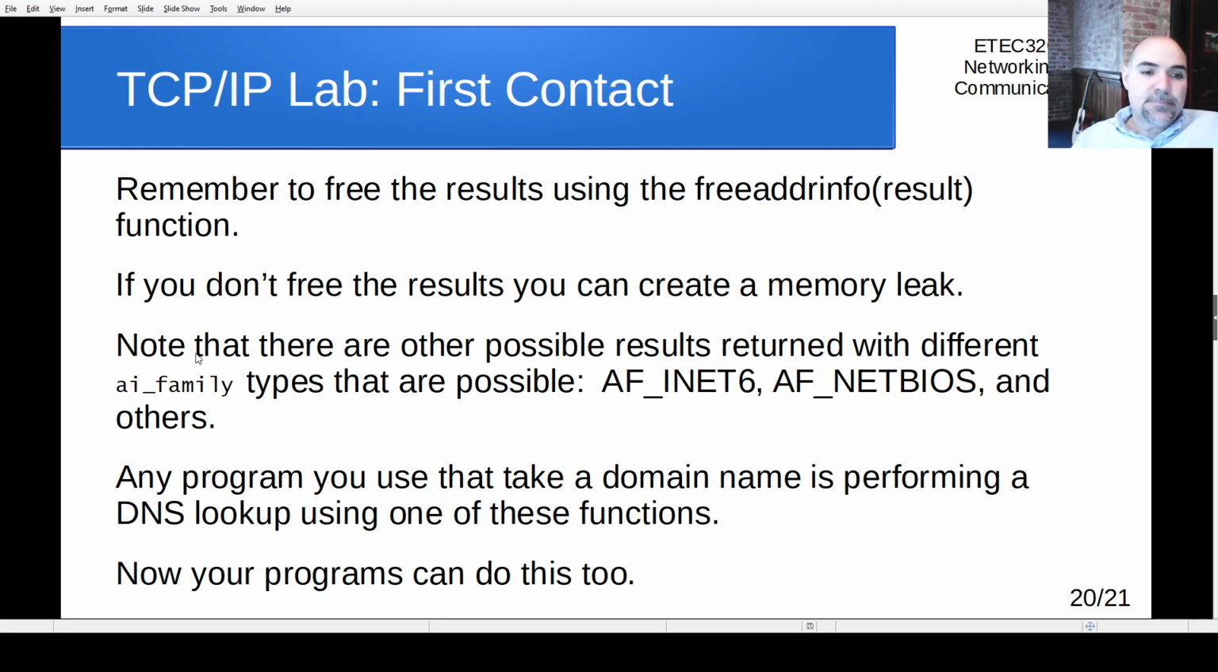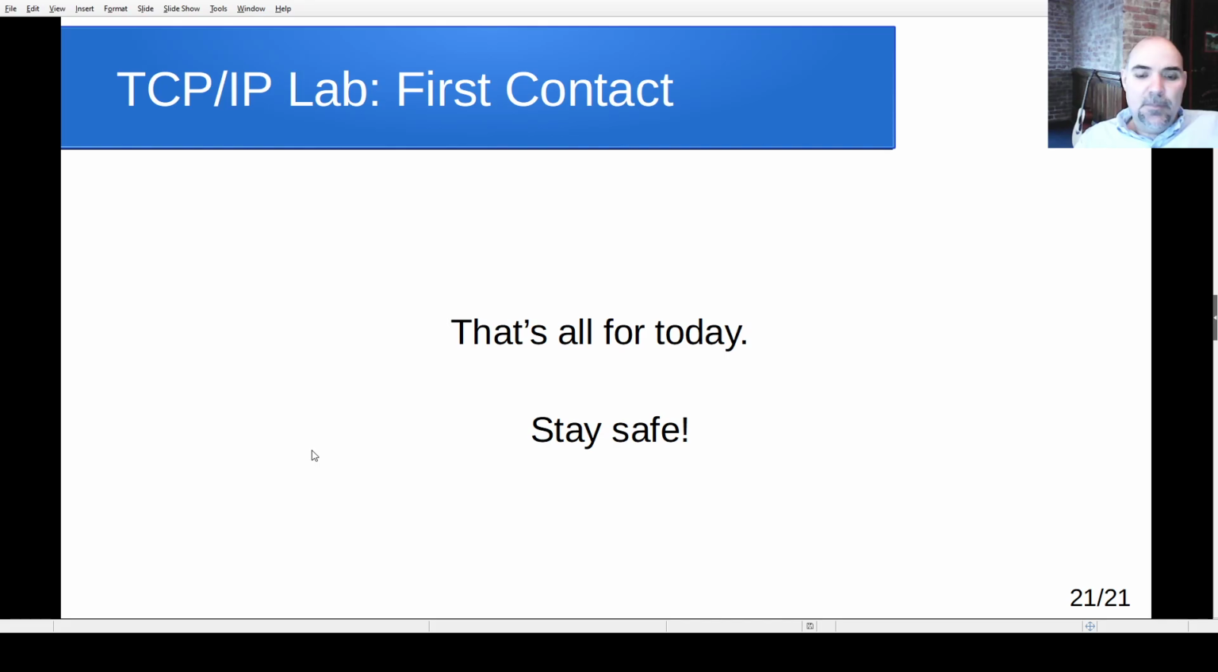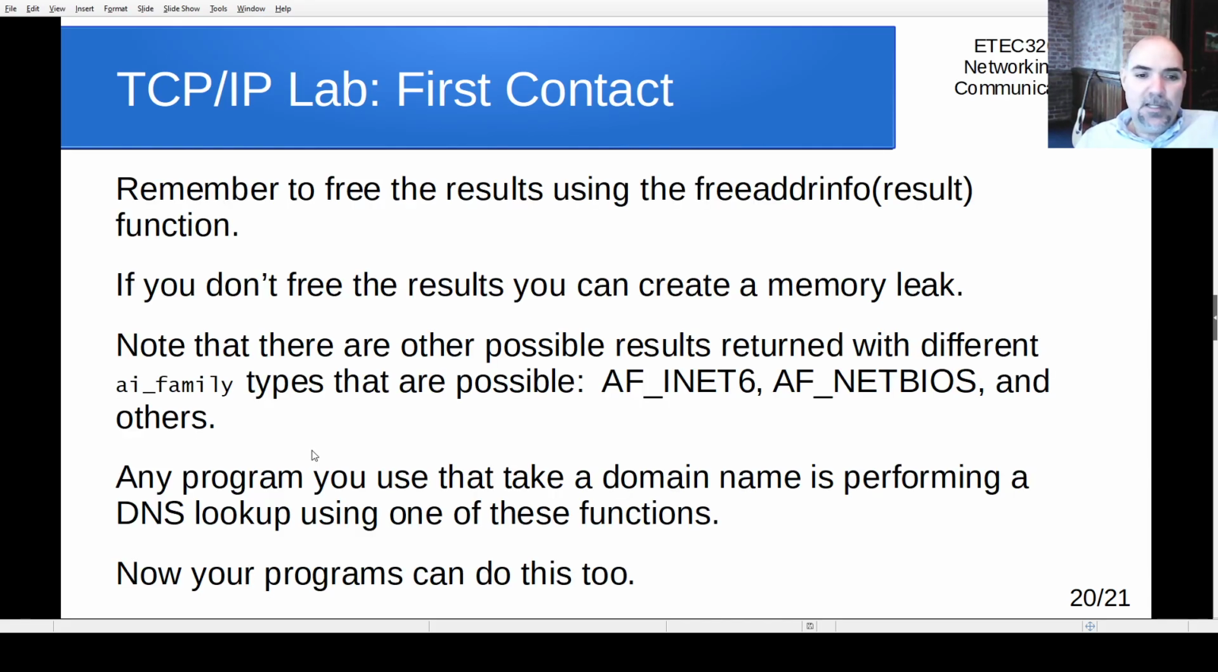All right. One thing to note is that there are other possible results that are returned with different family types. So you could get IPv6, you could get NetBIOS. There are other ones you could get depending on the system you're on.